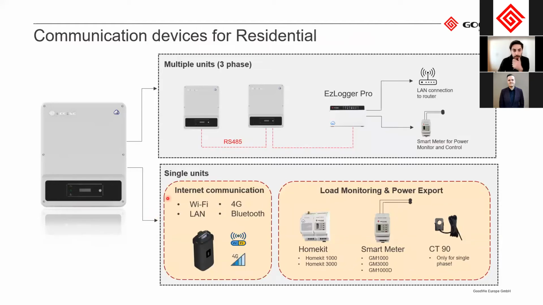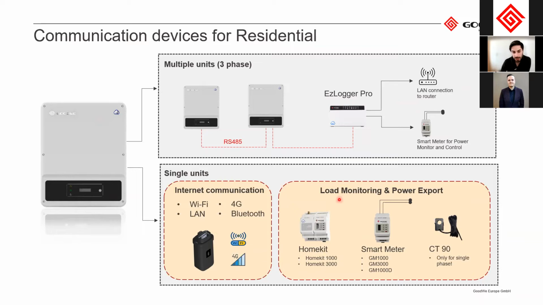Here are some communication options for our inverters. As you see here, it depends a bit on whether you have multiple units or a single unit. In case you only have one unit, you have different internet communication. Bluetooth in this case is not really internet communication, but it's used to either commission the inverter or set up the 4G module. So you can have Wi-Fi, LAN, or 4G.